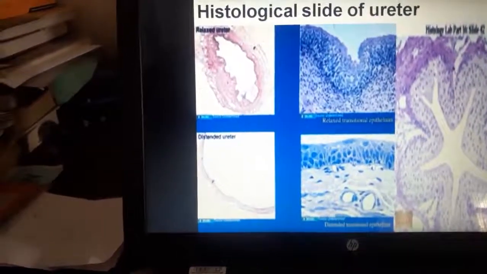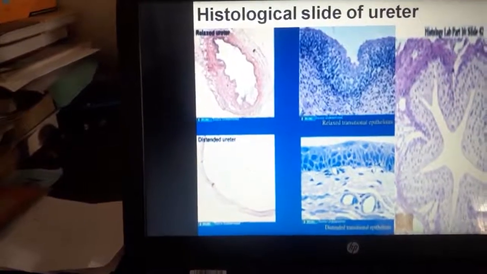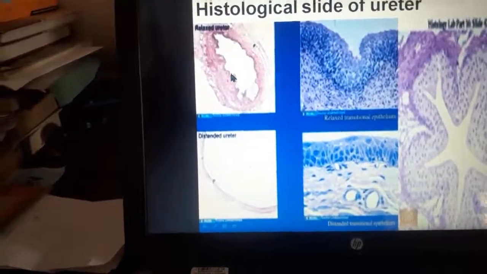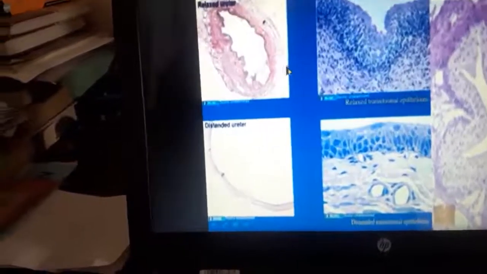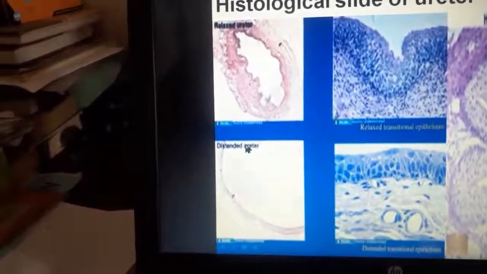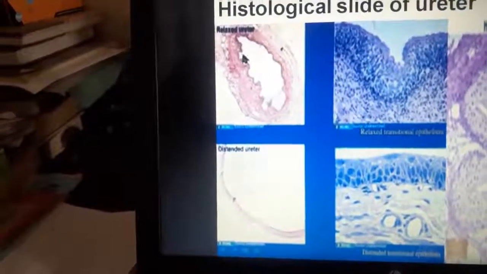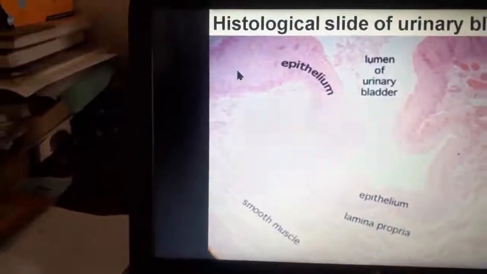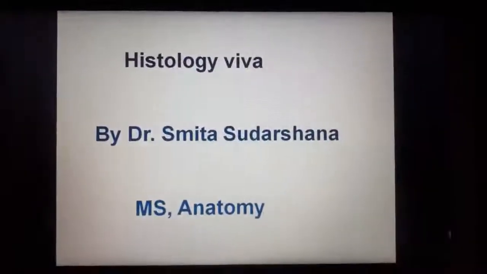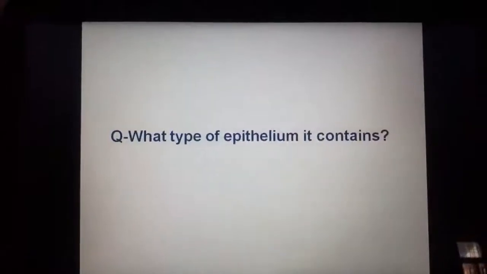These are the histological slides of the ureter, and this is the distended. Here is the distended ureter and this is non-distended. This is again the histological slide of the urinary system. So this is all about the histology viva. Thank you. The types of epithelium.